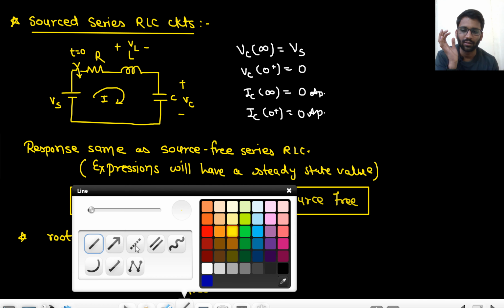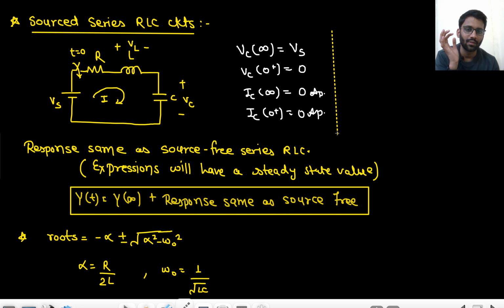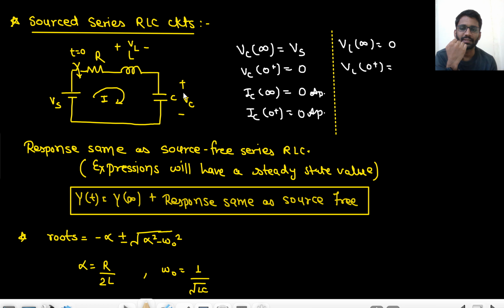Now what about the inductor? What will be VL infinity? At infinity, the inductor acts as a short circuit, so it will be 0. What is VL 0 plus? The capacitor acts as a short circuit and the inductor acts as an open circuit. So there is no initial current here, so VL 0 plus is Vs. How did I write it?